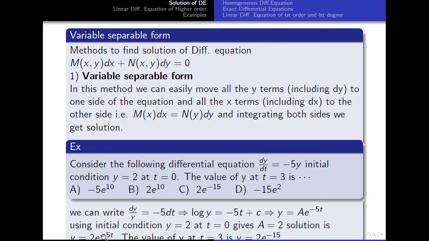But this is not the answer. We have to find out this value of y at t is equal to 3. Therefore we have to put t is equal to 3 here. Then we will get y is equal to 2 into e raised to power minus 5 into 3, that is 15. And we are getting y is equal to 2 into e raised to power minus 15. This is our correct answer. That means 2 into e raised to power minus 15 is our correct answer. That means option C is correct.